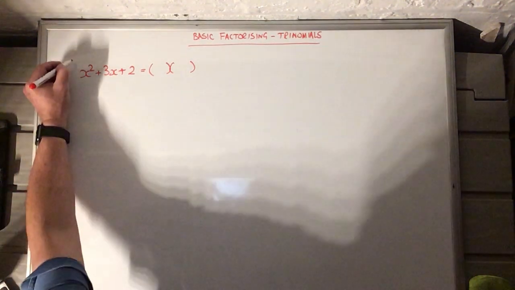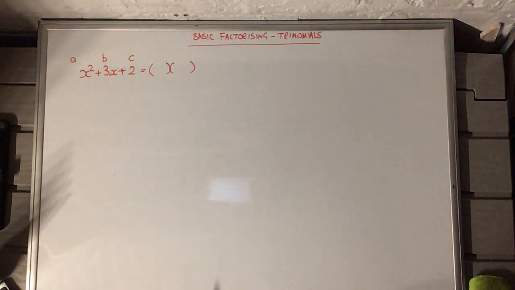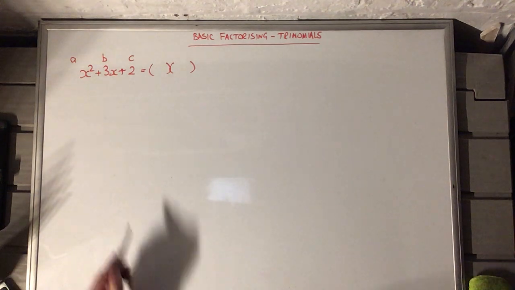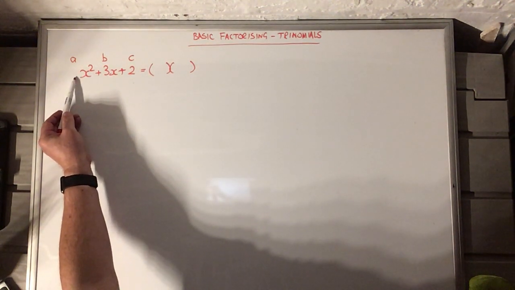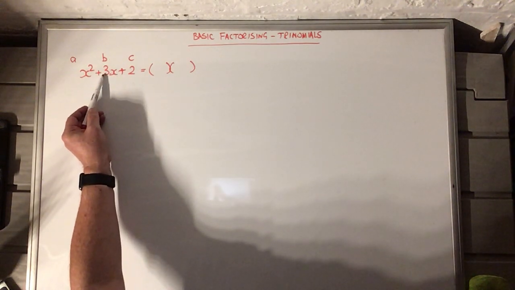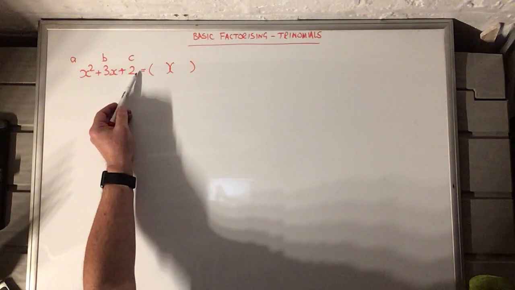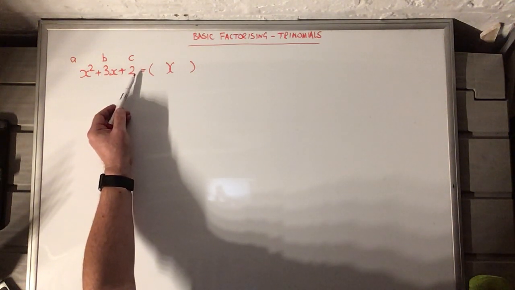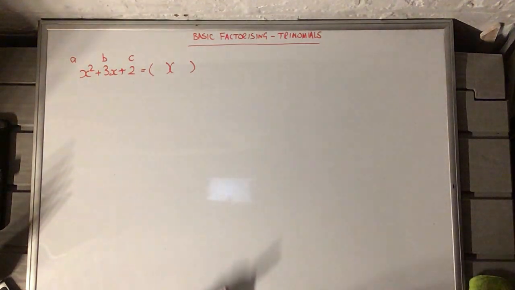Now I'm going to label this A, B and C, and they're called coefficients of the powers of x. So power of x squared here, coefficient's 1, coefficient of x is 3, a positive 3, and the coefficient of x to the power 0, now x to the power 0 is 1 if you've done your indices, the coefficient of that is 2.